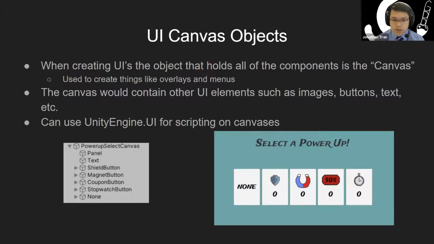You can see in the pictures there, the left one is the hierarchy. We have a power-up select screen canvas, which contains a panel, text, and all the buttons. And you can see how that displays on the right. More specifically, in those objects within the canvas, the panel is the colored background. The text is obviously the text that shows the title, select a power-up. And then the buttons essentially do things based off of a public function that you create within a script that you attach to each button. On click of these buttons, it will run that public function and do whatever you tell it to do.